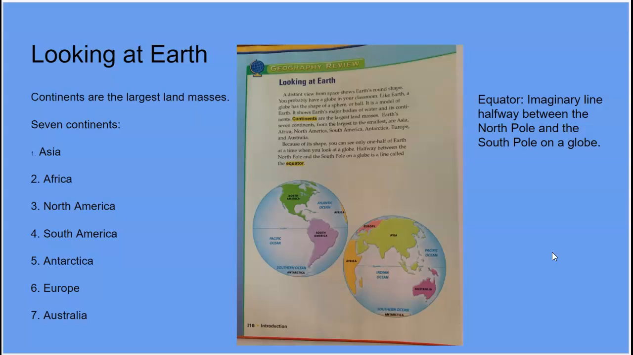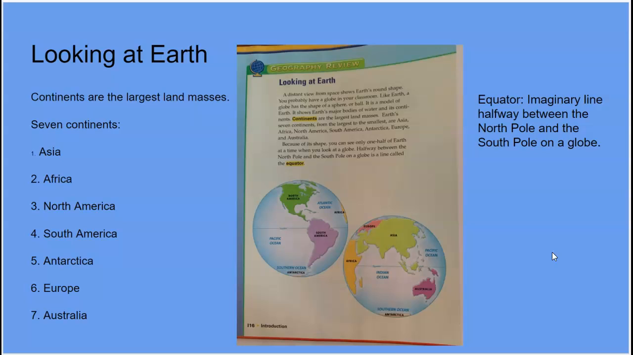Earth's 7 continents from the largest to the smallest are Asia, Africa, North America, South America, Antarctica, Europe, and Australia. And I want you to please notice that each of those words is a proper noun because it's a specific place, and they have capital letters. They are always capital. Because of its shape, you can see only one half of Earth at a time when you look at a globe.